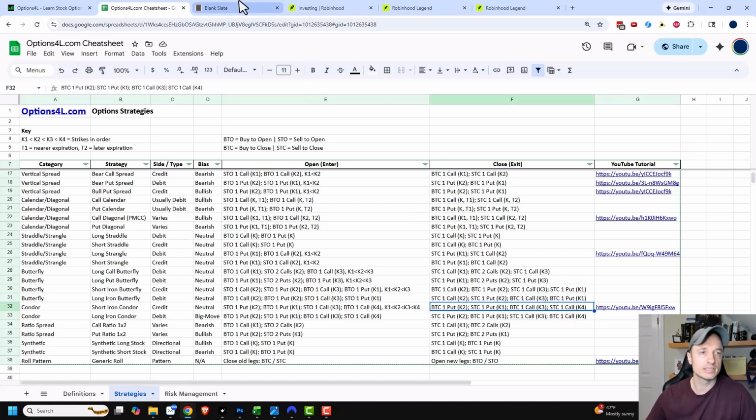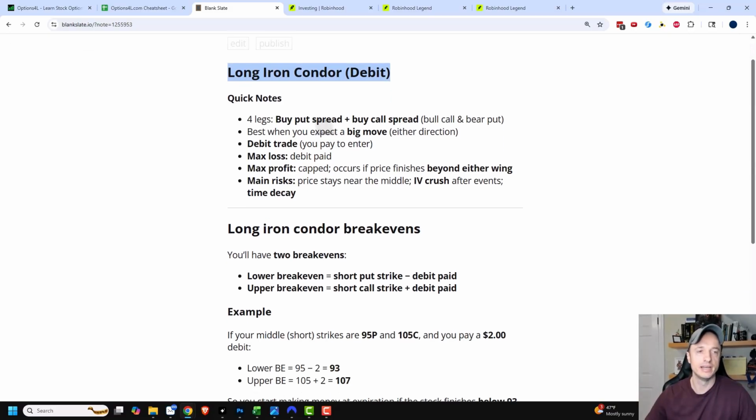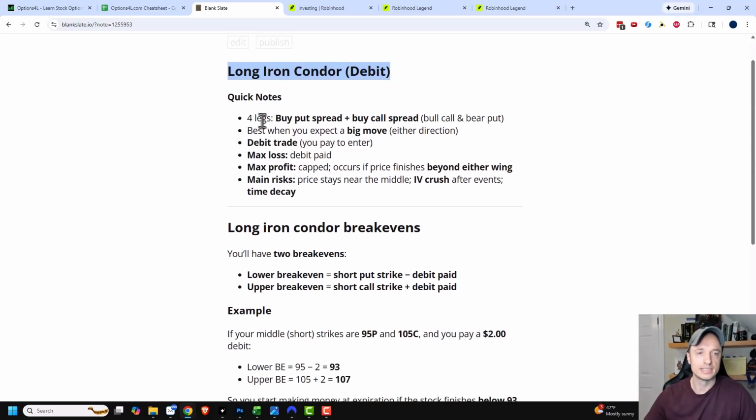All right, so let's go ahead and go through a few definitions or explanation. The long iron condor is a debit trade. I already said that. That means that you have to pay money in order to open this particular trade. It is made up of 4 legs. You're going to buy a put spread and you're going to buy a call spread, and it's a bull call or a bear put. And if you're not familiar with these trades, I do recommend watching that video.